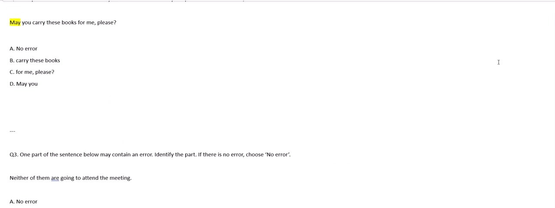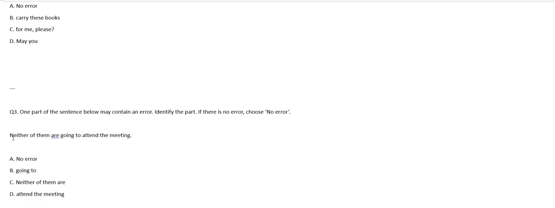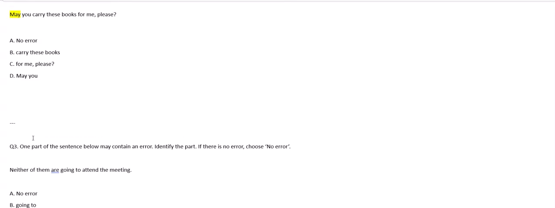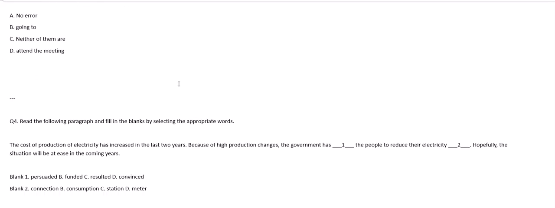We have studied subject verb agreement: singular subject, singular verb will come; plural subject, plural verb will come. And we studied modal verbs: when asking for permission, or a sentence expressing permission or possibility, may will come, and a sentence which expresses ability and polite requests, then can or could will come. Okay, those things.